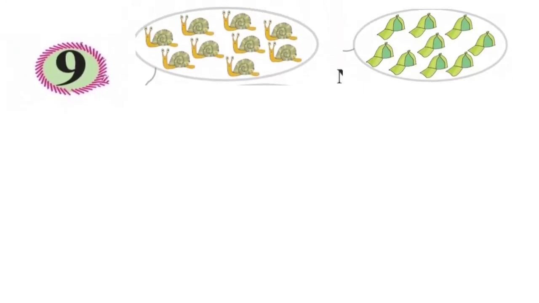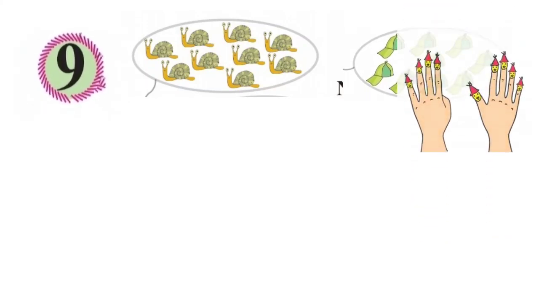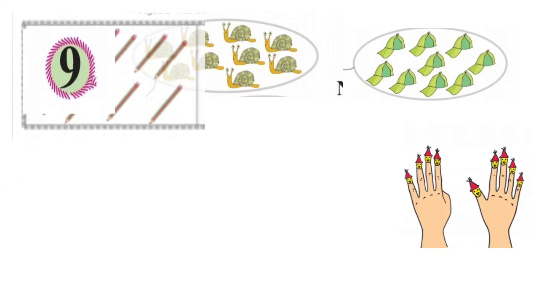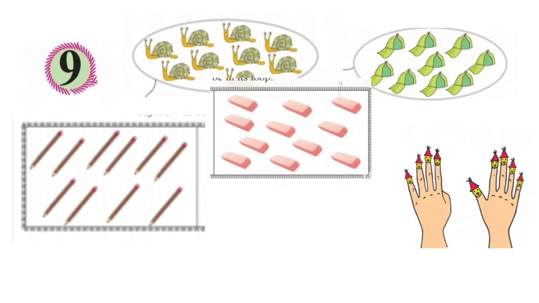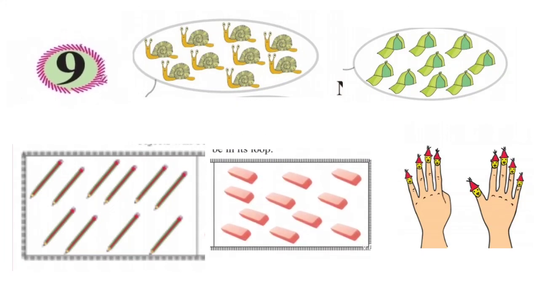How many snails? 9 snails. And how many cats? 9 cats. And how many fingers? 9 fingers. And how many pencils? 9 pencils. And how many erasers? 9 erasers.